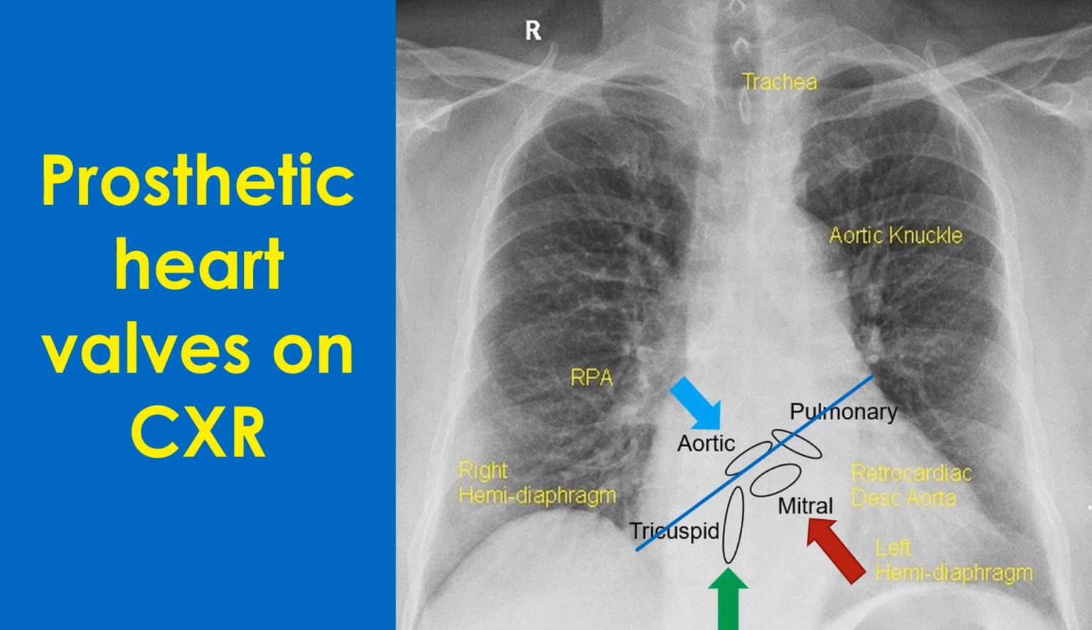Tricuspid valve is a midline structure. But the actual positions may vary from case to case, especially with differential enlargement of the cardiac chambers. Most commonly replaced valves are the mitral and aortic, tricuspid next, and pulmonary the least. Annuloplasty rings used for valve repair may also be seen on chest X-ray.